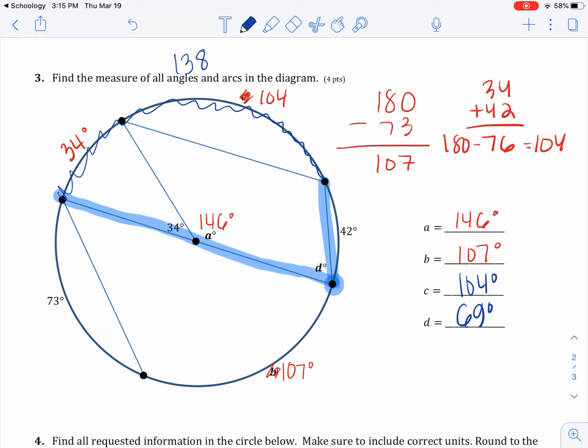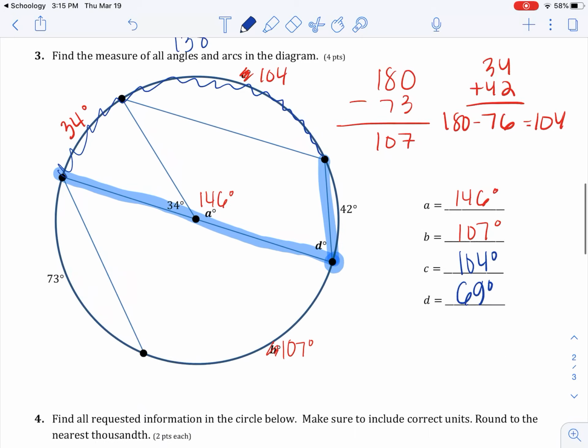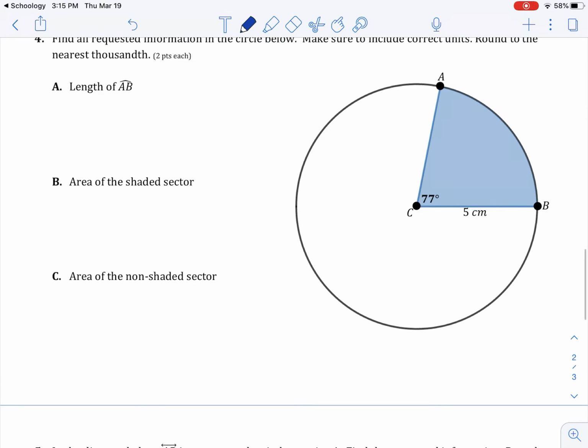I forgot to fill in C here. Where is that? 104. Many of you found the other angles. That is absolutely great practice. So good job.